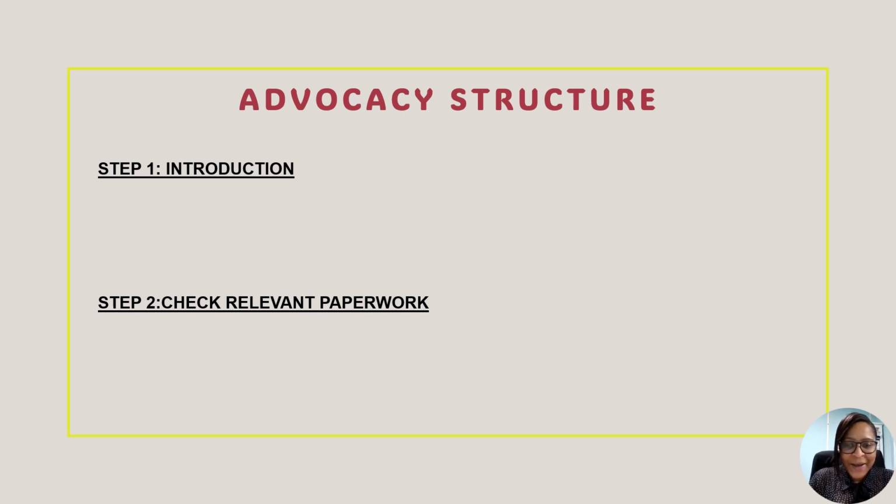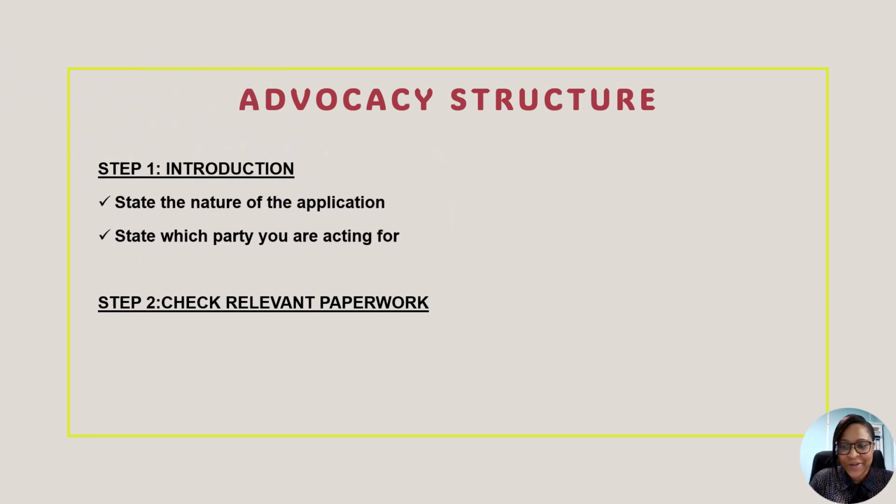We will now look at the best advocacy structure ever. Step 1. Your introduction. State the nature of the application and which party you are acting for. So for example, you can say to the court, if it pleases the court, I act on behalf of Tom James in this application for summary judgment.